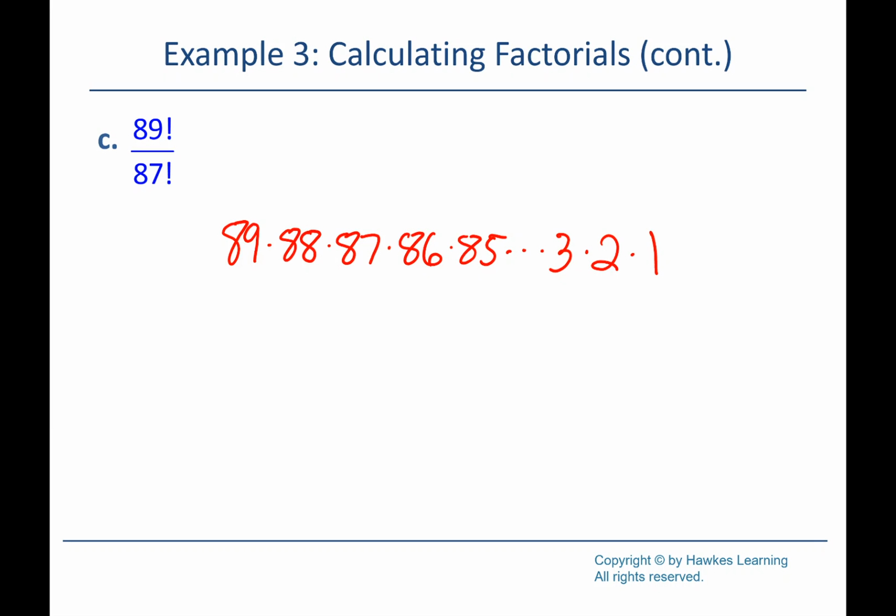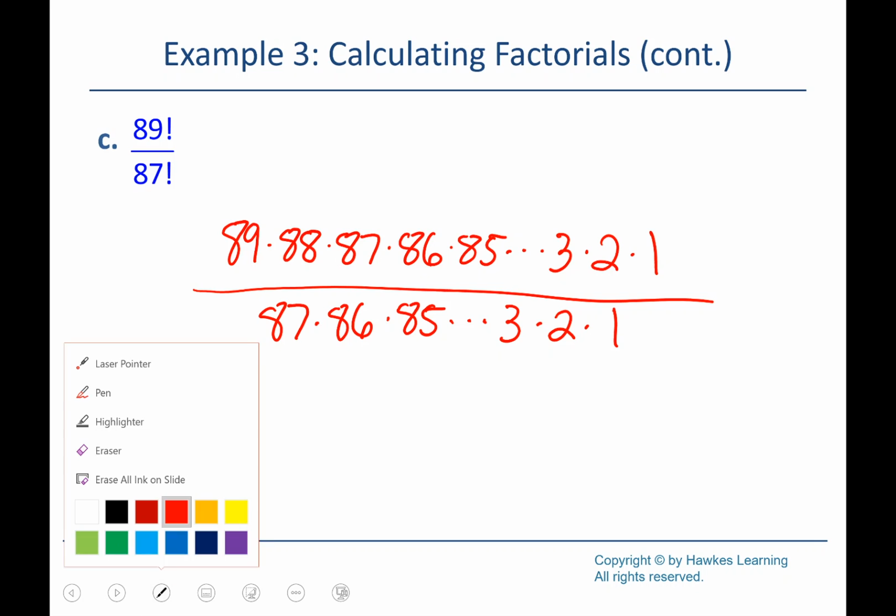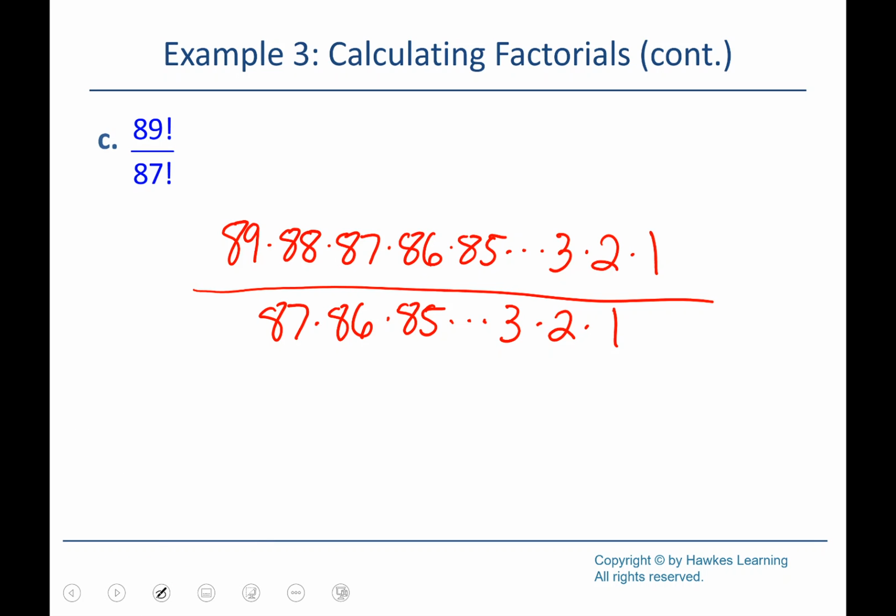So I'm skipping the middle. But then what we have on the bottom, 87 factorial, would be 87 times 86 times 85 times 84, and then on and on down to 3 times 2 times 1. So, do you notice anything that's going to happen here? What happens if you have some number over itself?